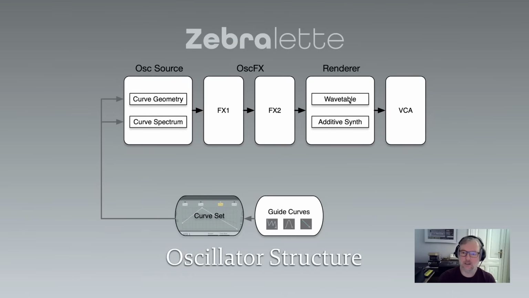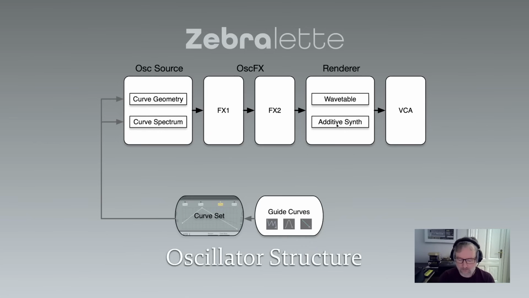are either rendered into a wavetable-like thing. It's basically wavetables then, but they're dynamically created, and or the additive synth with up to 1000 sine oscillators, and that goes to the VCA with the panning and all of that. That's basically the voice architecture of Zebralette and the architecture of a single oscillator.